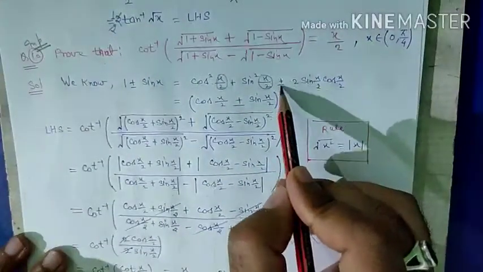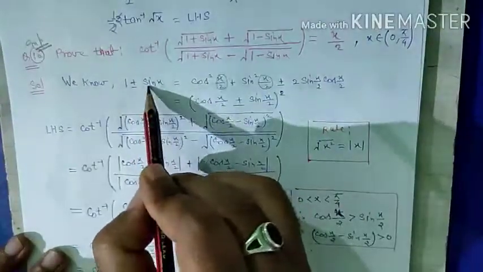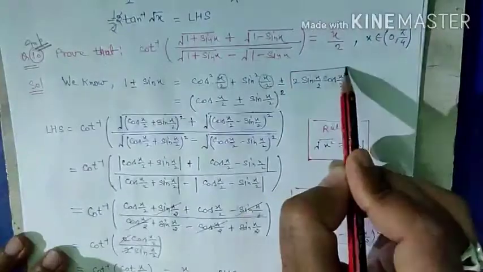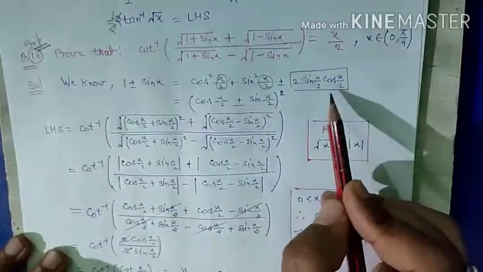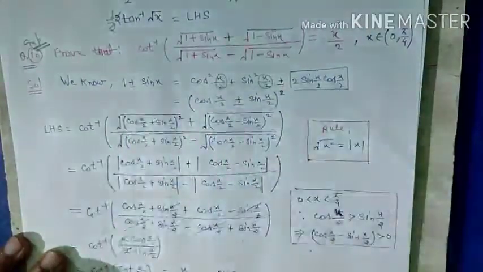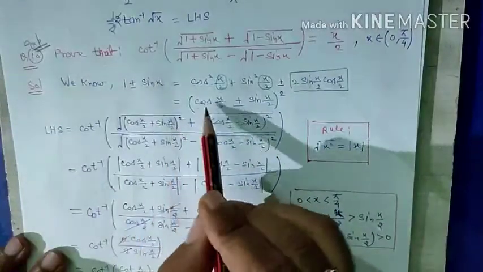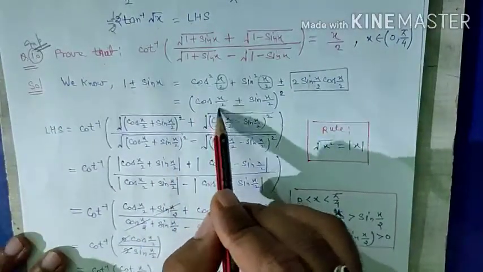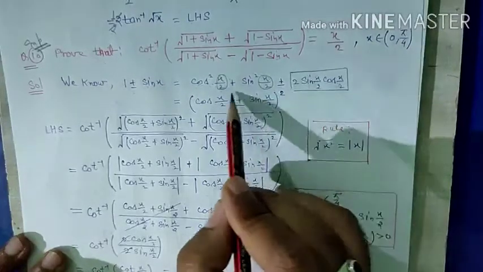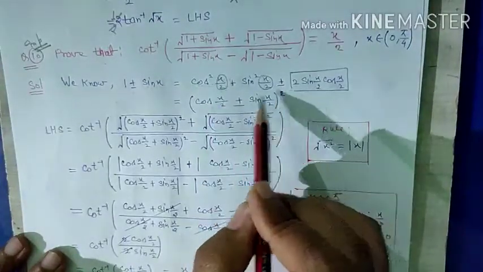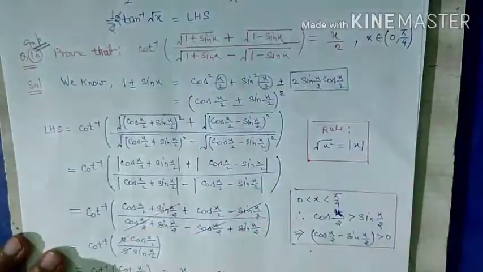And plus minus, because I have written plus minus here. In place of sin x I can write 2 sin x by 2 cos x by 2. That is a half angle formula which we have used once previously in this chapter. Now I can write cos x by 2 plus minus sin x by 2 whole square, a plus b whole square or a minus b whole square, taking either of the signs.